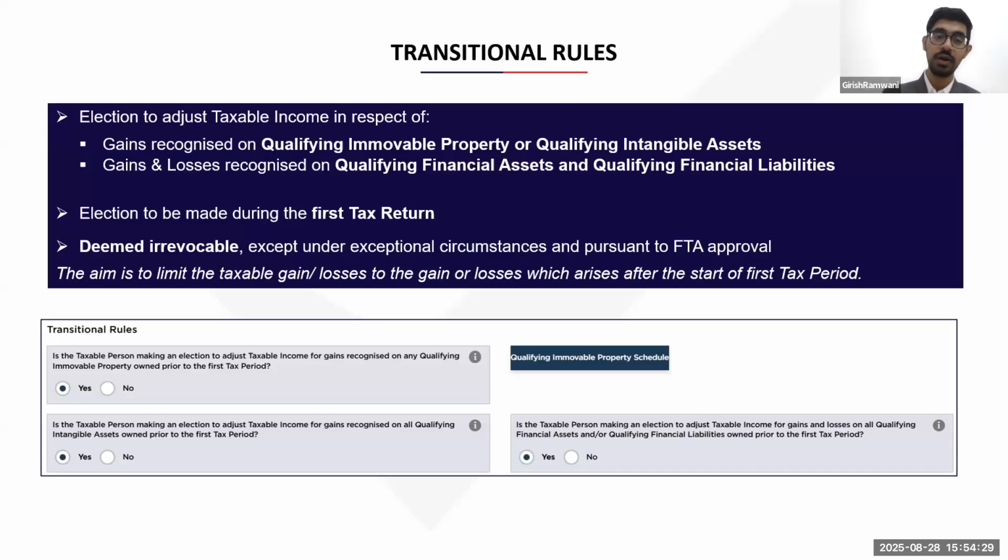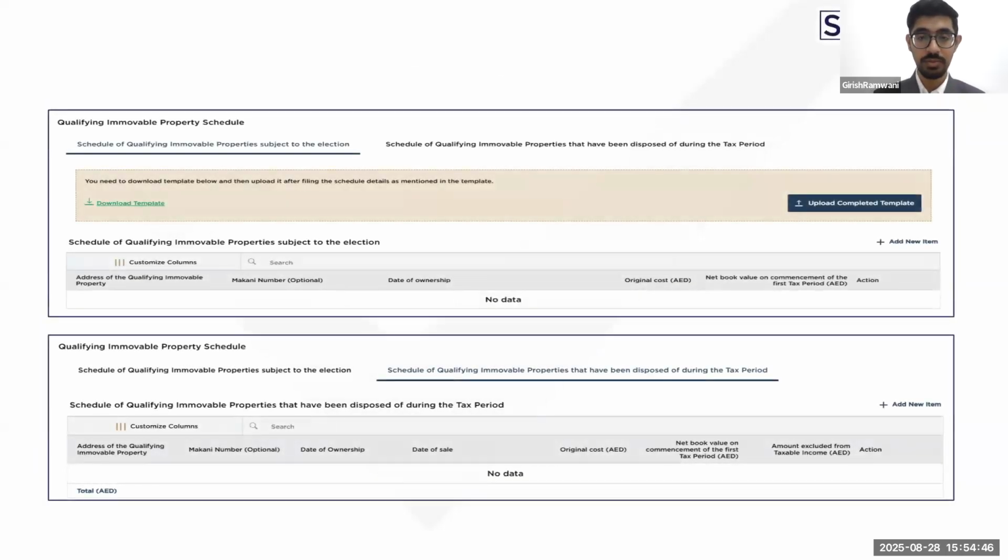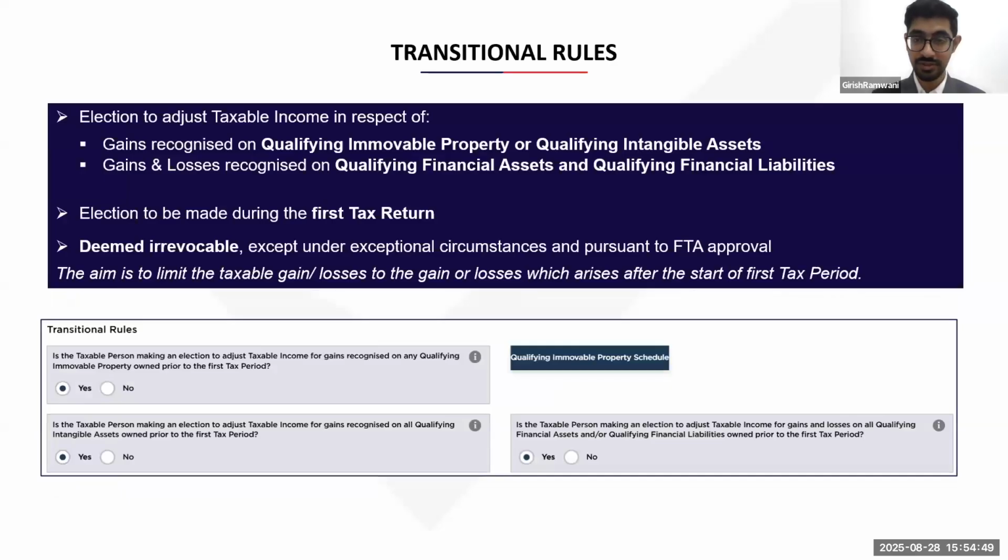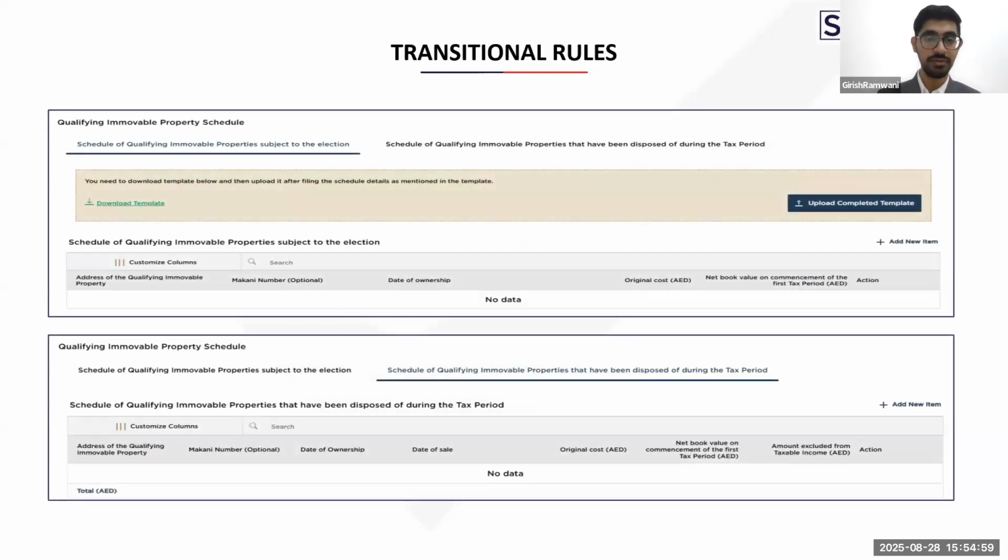Now again, just to give a brief, in the corporate tax return, wherever you are holding any qualifying immovable property, intangible asset, or financial asset or liability, please select yes. For immovable property only, you will have to fill the schedule in the first year itself, that is when you are holding it. You need to give the details of all your immovable property: the Makani number, the details of your plot, where it is situated, the date of ownership, your original cost, net book value, everything.